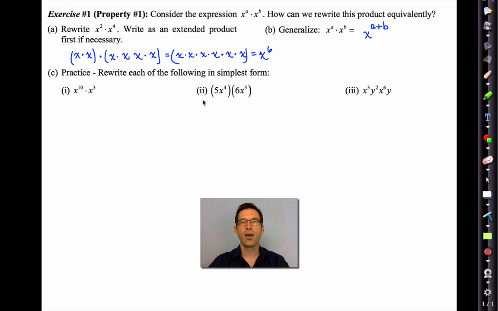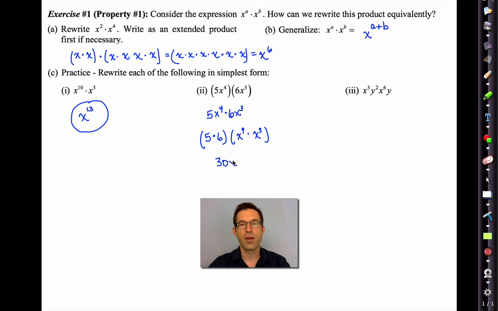All right? And that's nice because then we can take something like x to the 10th times x to the third, and we can automatically make it into x to the 13th. Now what happens if we have something like this? Well, 5x to the fourth times 6x cubed, again, because of multiplication's commutative and associative properties, we can eventually rewrite this as 5 times 6 times x to the fourth times x to the third, which is 30x to the seventh. All right? Why don't you go ahead and do number 3?